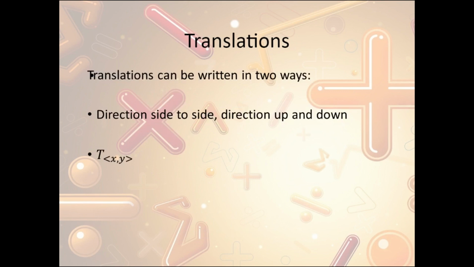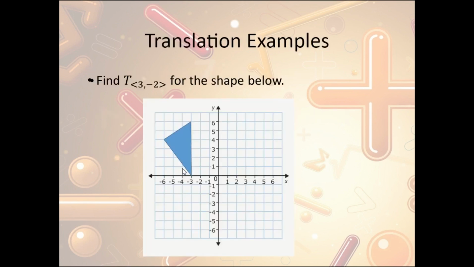There are two ways that translations can be written. We could write it as a direction, side to side and up and down. So we could say we're going to move to the right 6 units and then down 4 units. Or we could write it this way, T, and then these little carets here, and then x, y. X represents the change in the x, so the side-to-side movement, and the y represents the y movement, so the up and down movement.